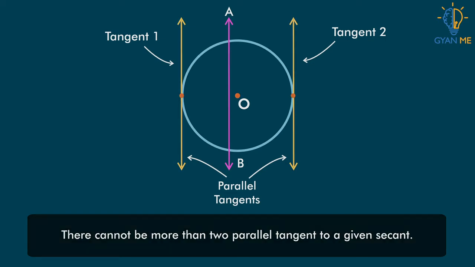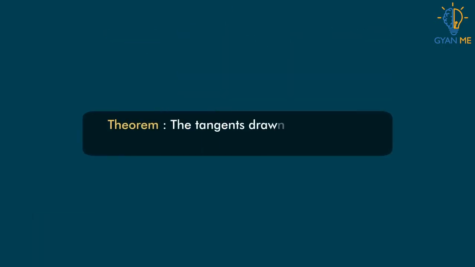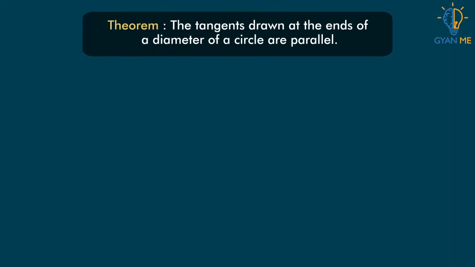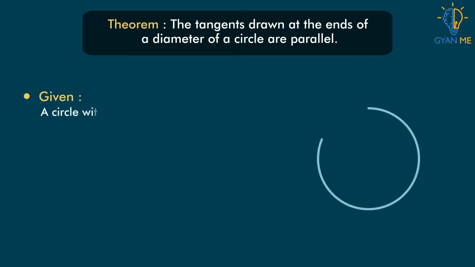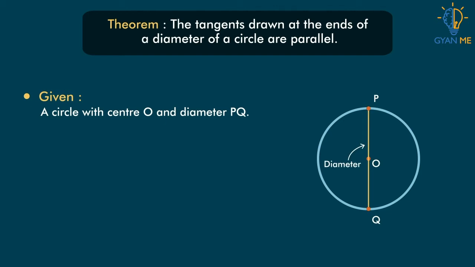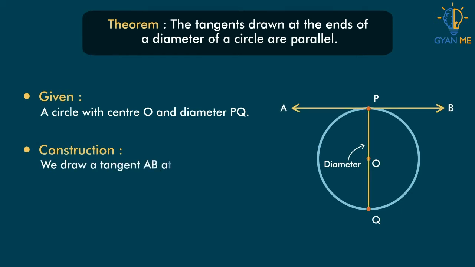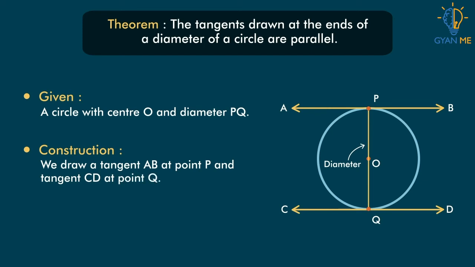The theorem is: the tangents drawn at the ends of a diameter of a circle are parallel. So what is given to us? A circle with center O and diameter PQ. To prove this theorem, we need to construct a tangent AB through point P at one end point of the diameter PQ and the other tangent CD through point Q. What we have to prove is that tangents AB and CD are parallel to each other.